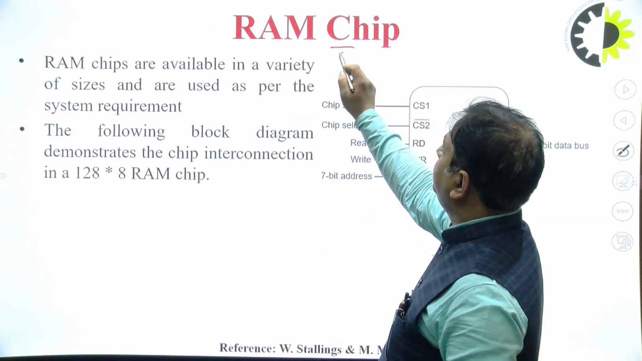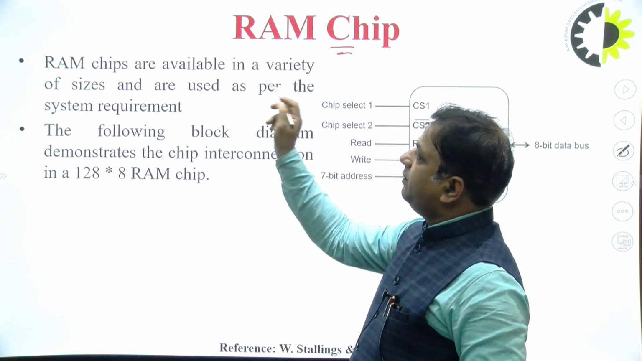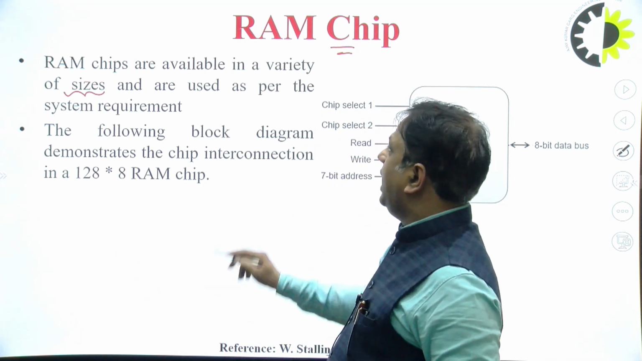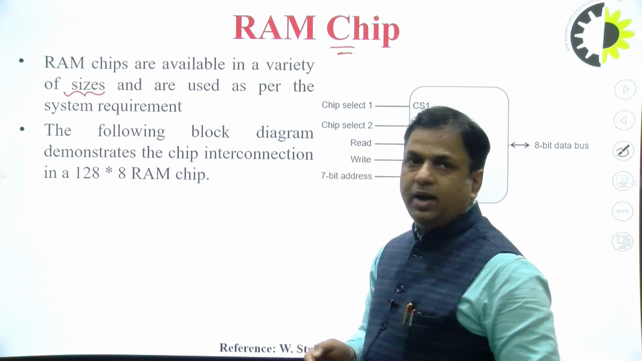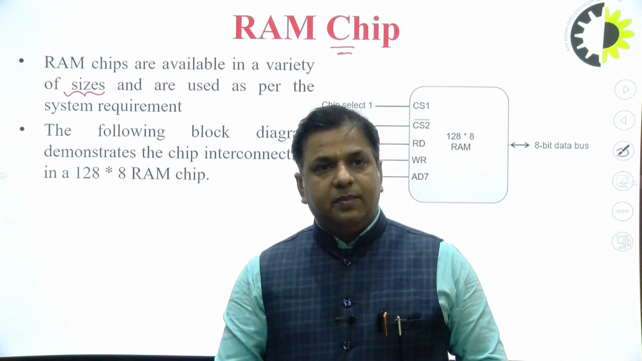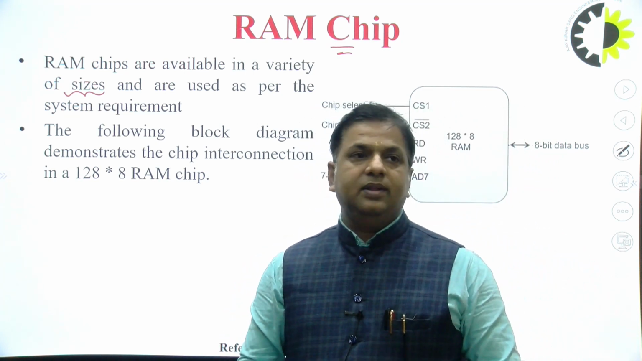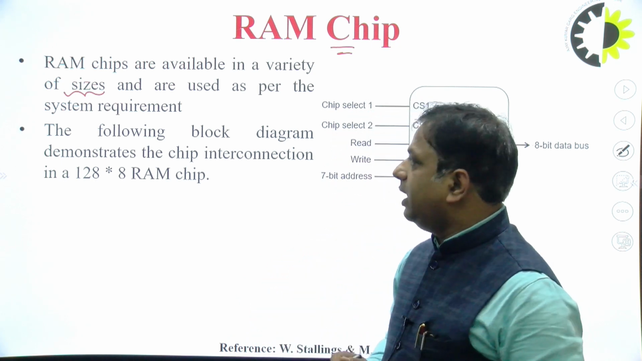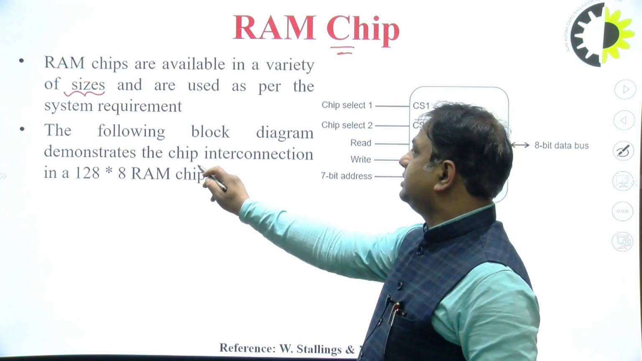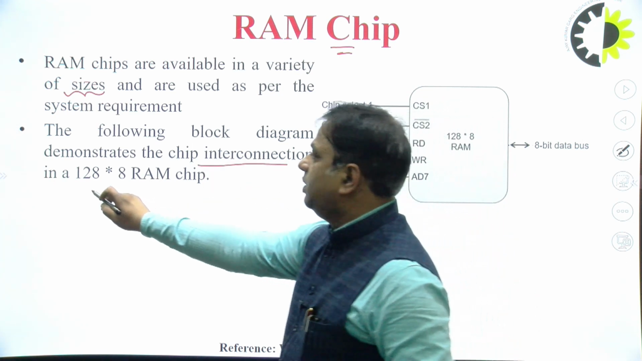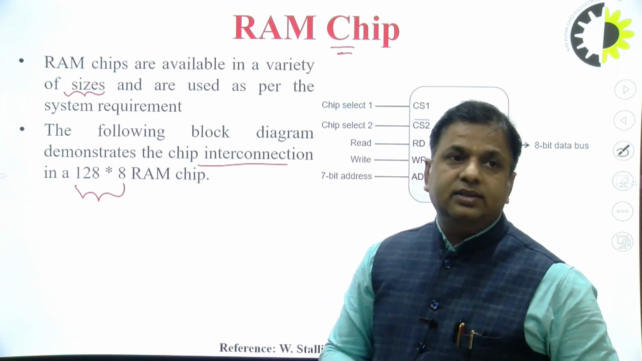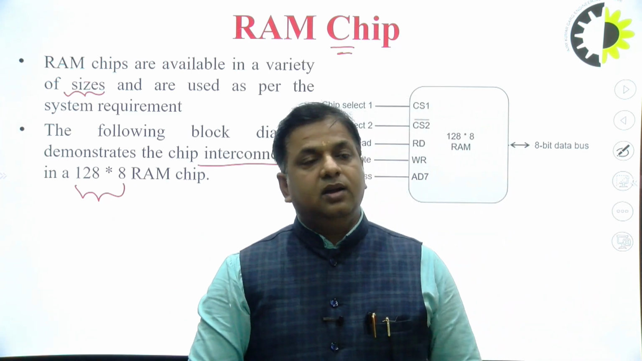The RAM chips are available in a variety of sizes. The important word is the size of a RAM, and they are used as per the system requirement. As we know, in the market we have different types of RAMs available, so as per our requirement, we can purchase them. The following block diagram demonstrates the chip interconnection of 128x8 RAM.